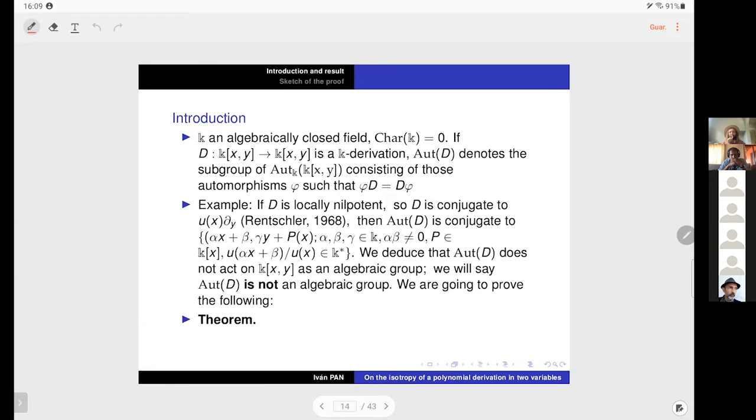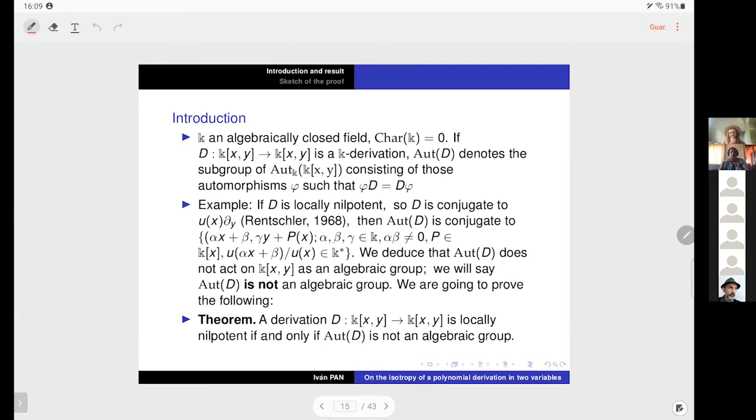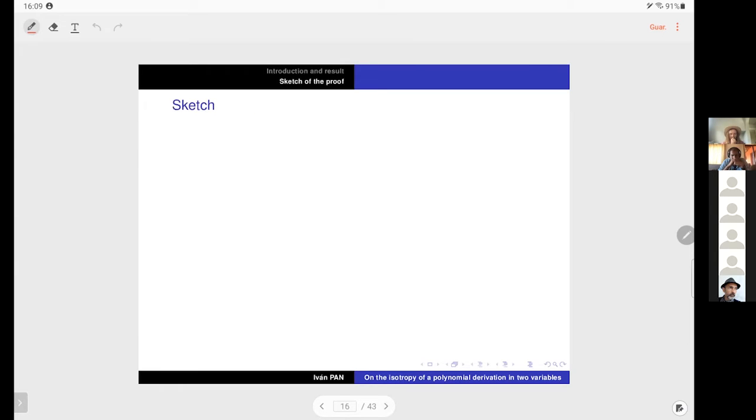The aim of this talk is to prove that the converse is also true. That is, a derivation of the polynomial ring in n variables is locally nilpotent if and only if its isotropy is not an algebraic group. Well, let us give a sketch of the proof. Assume that the isotropy is not an algebraic group, and let us prove that the derivation is locally nilpotent.